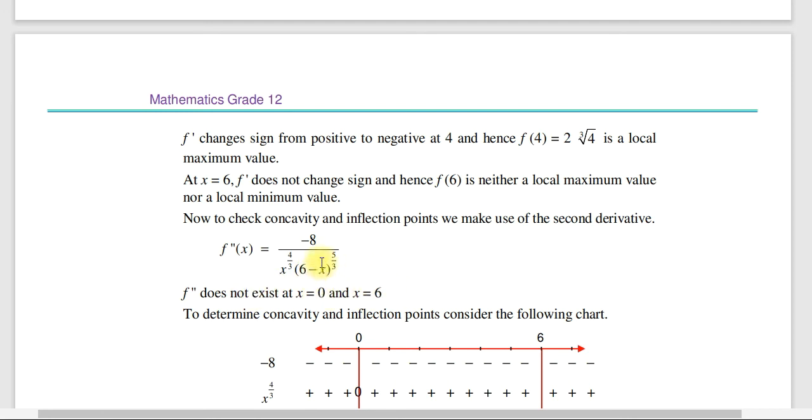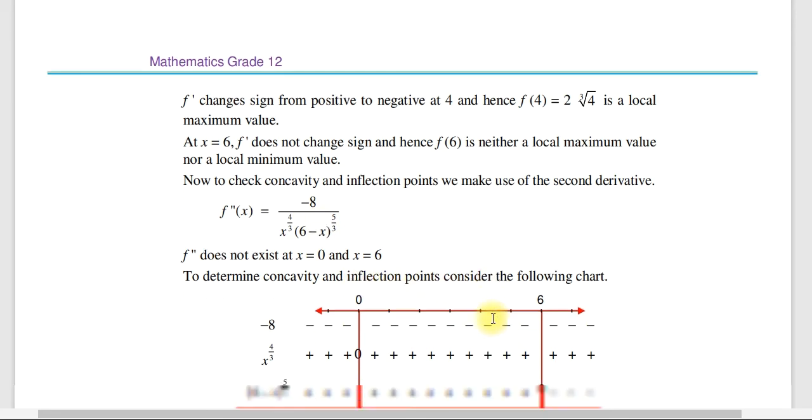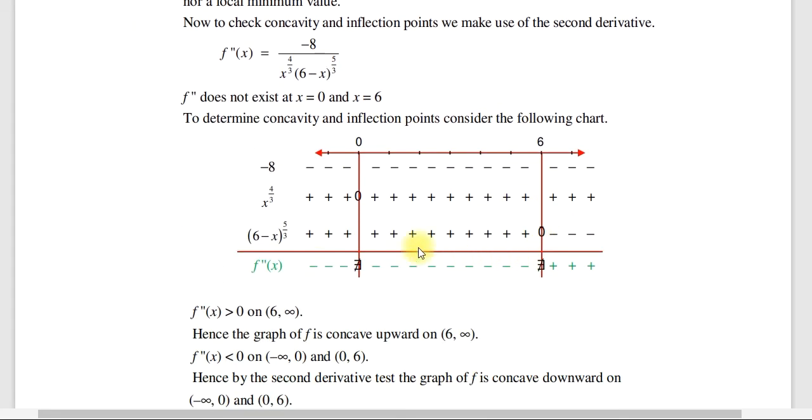The second derivative is undefined, so to determine the concavity and inflection points consider the following chart. Let's put the second derivative values here. We put the critical numbers 0 and 6 here, and negative infinity. For negative 8, any number we substitute, it is negative 8, it doesn't change. x to the power of 4/3 is positive for any number, because the power on top is 4, so substituting a negative number gives positive. So the value is positive from negative infinity to 0, positive from 0 to 6, and positive beyond 6.